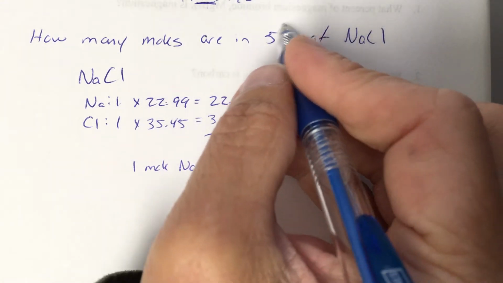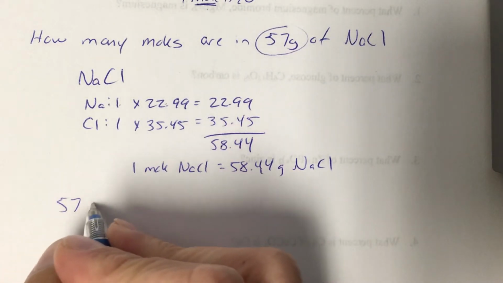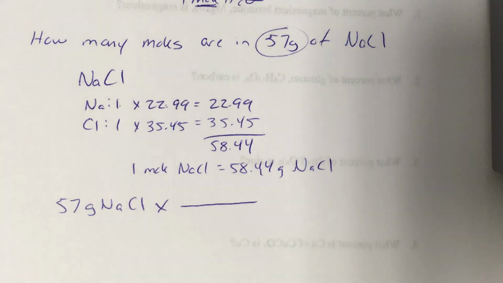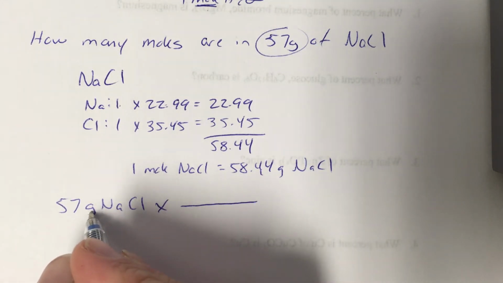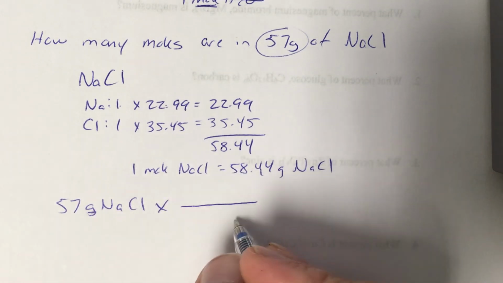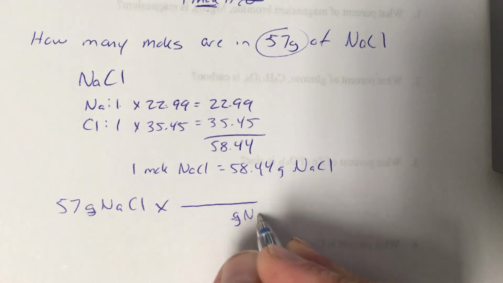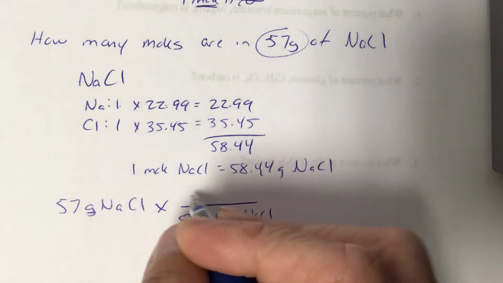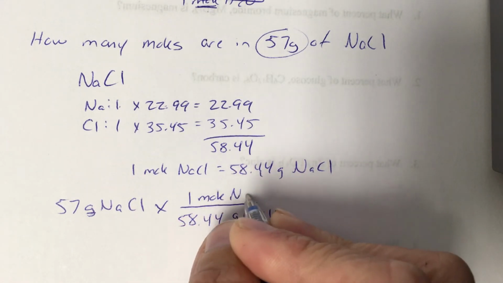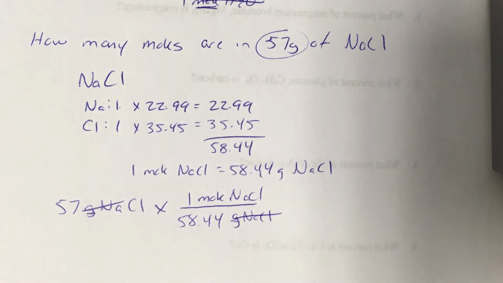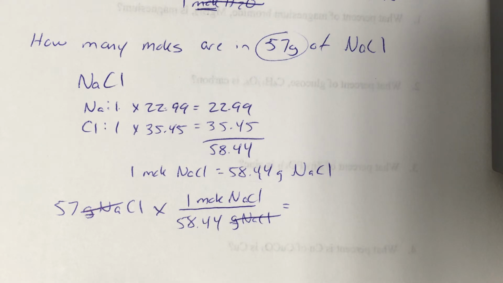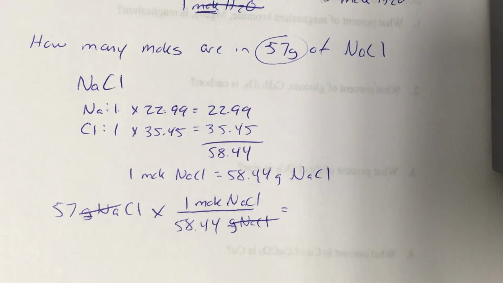Now to do the conversion, I always start with the number that's in my question, 57 grams. Times, and then a conversion factor. Whatever unit I have here has to go down here. And our grams are just the formula mass. The 1 mole goes on top. Grams cancel. Nothing but moles left, which is the unit I wanted for my answer. The number that's not 1 is on the bottom, so I'm going to divide by it.